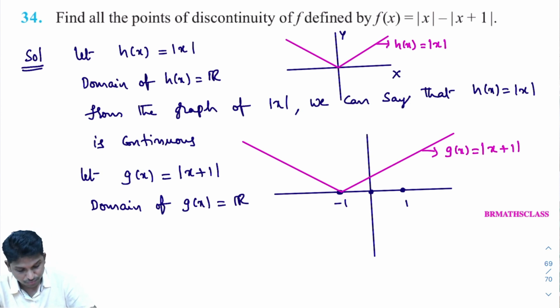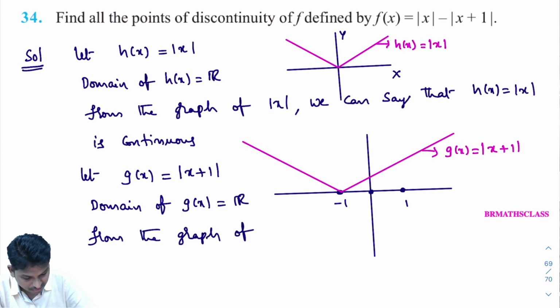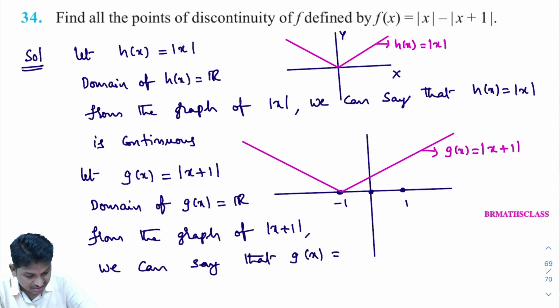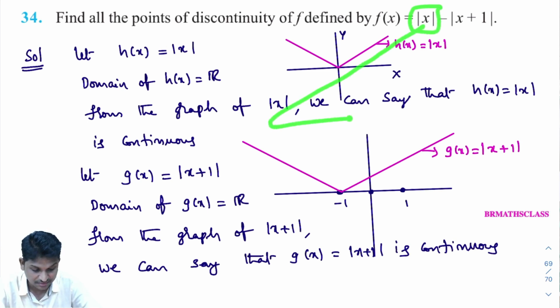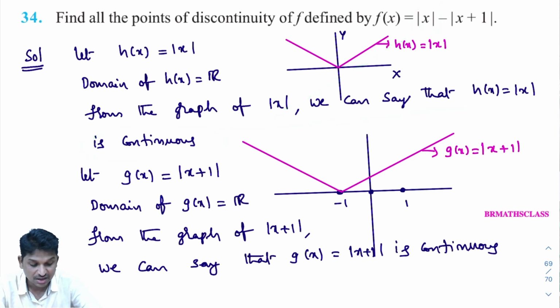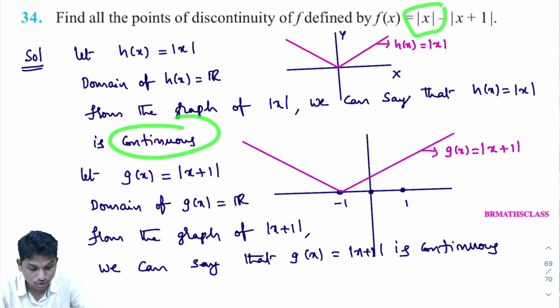So from the graph of modulus of x plus 1, we can say that g of x, modulus of x plus 1, is continuous. I hope you understand. So what is the point? You got that mod x is a continuous function, and you got that modulus of x plus 1 is also continuous.